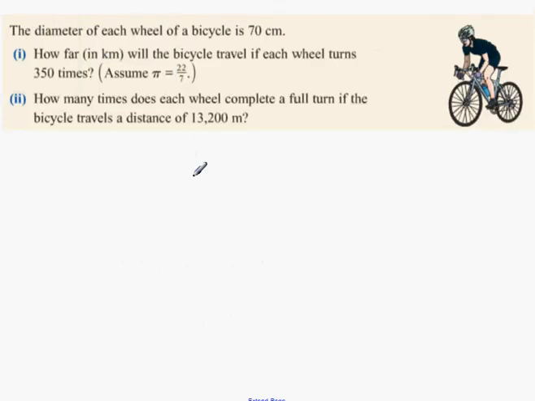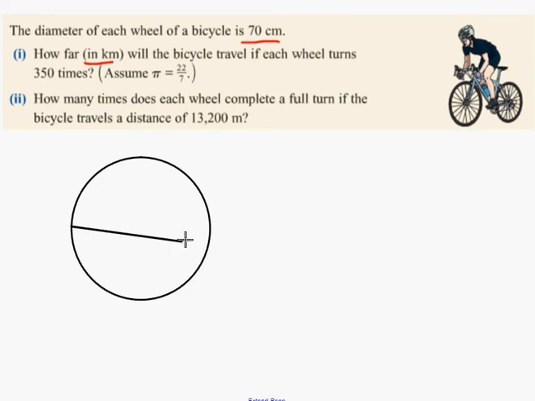Now, first of all, the diameter of a bicycle wheel is 70 centimeters. Okay? So we have to find out how far in kilometers we're going to go, which is a problem. So we can go about this 2 ways. Would everybody agree that a wheel is obviously circular, and we know that this is 70. So what's the radius? Radius is 35 centimeters.